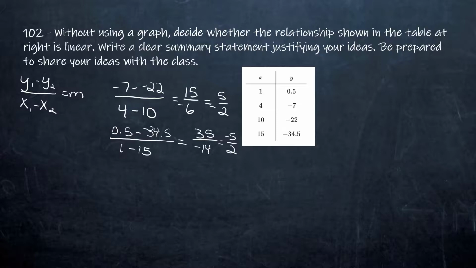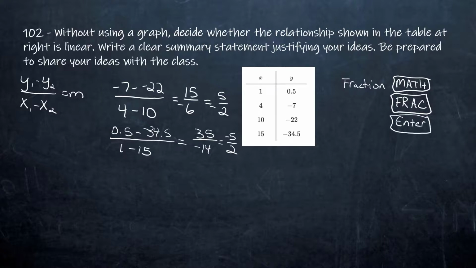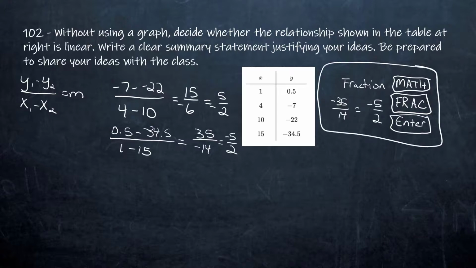Remember, on the Texas Instrument calculator, you can type the fraction, so type the fraction in. Then you can hit the math button, and when you do that, a menu comes up and you can pick fraction. Then you're going to hit enter. And that will show you that a -35 over 14 equals a -5/2. That's just a little tip for a Texas Instrument calculator.